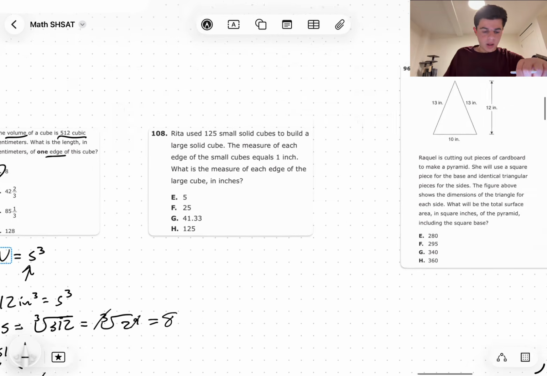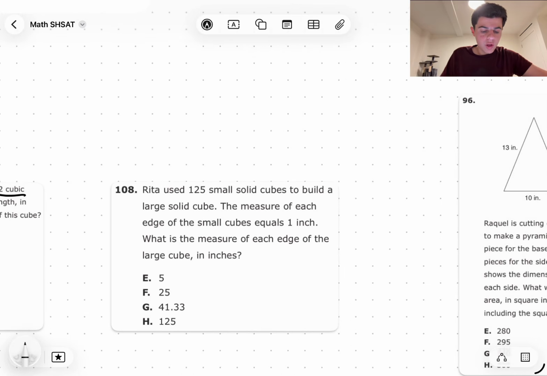Okay, 108. Rita used 125 small solid cubes to build a large solid cube. The measure of each edge of the smaller cubes is 1 inch. What is the measure of each edge of the larger cube in inches? Okay, so we have 125 cubes and we need to make a bigger cube out of those.